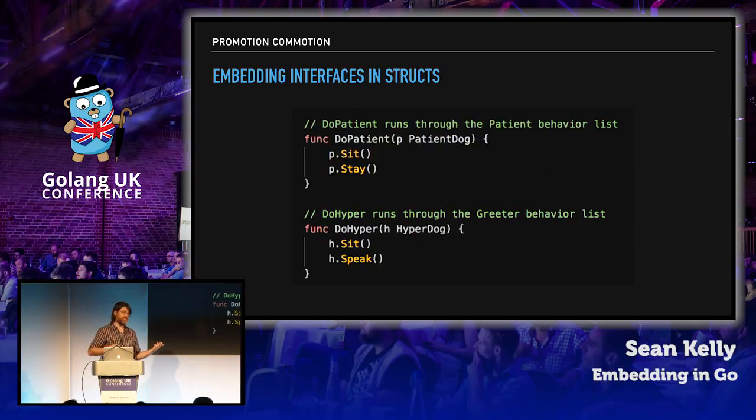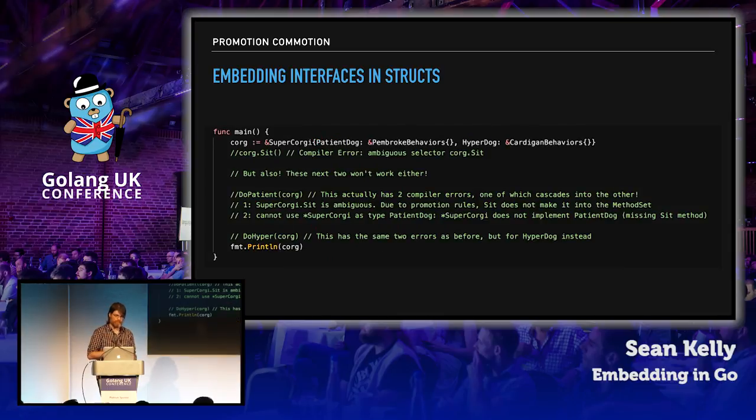And you compose these training exercises where you're going to run through all the stuff a patient dog can do, and all the stuff a hyper dog can do. And you want to put your super corgi through this training exercise. The problem is you can't. Because when you embed multiple interfaces, and those interfaces result in ambiguous selectors, you basically get the worst of both worlds. You almost get nothing in that case.